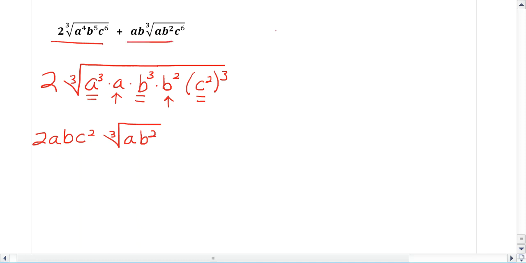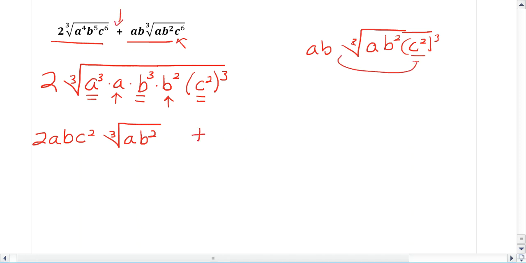So now let's work on this second one over here. So the ab is already out in front of this third root. Nothing to do with this a, nothing to do with this b squared. However, this c to the 6th is a perfect cube that we just learned about. And so I'll just do the same thing and pull that one out in front. And we'll just keep this plus sign here. We're adding. So this c squared comes out in front here. So now I have a, b, c squared times the third root of a, b squared.